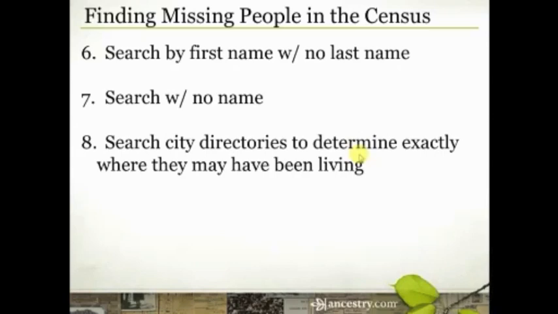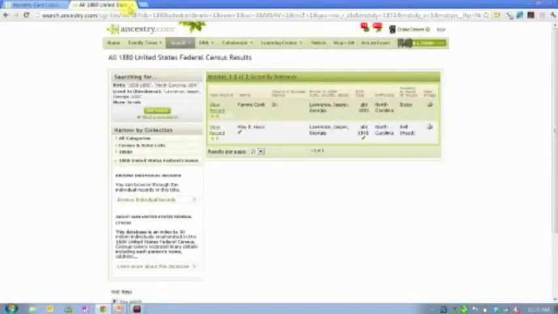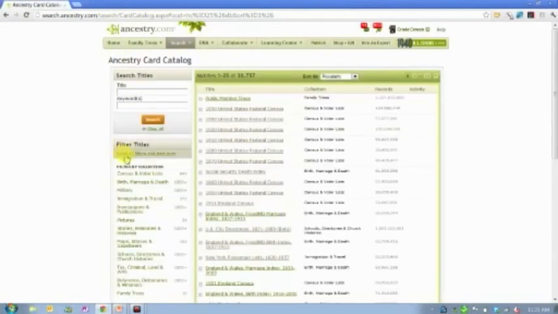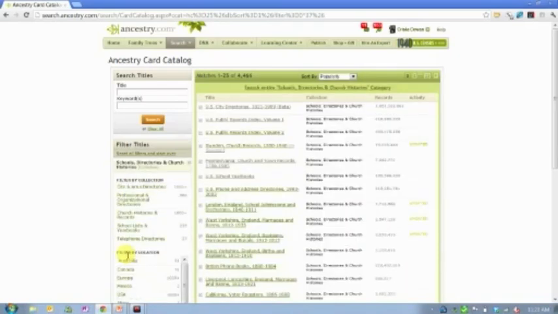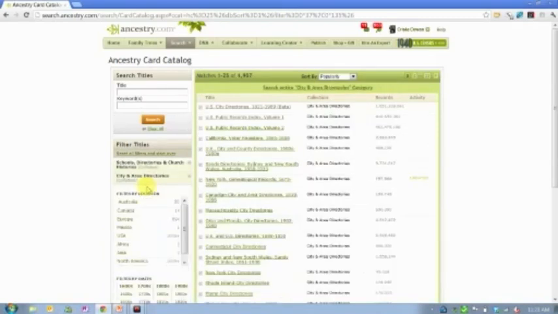The other thing is a tip that we have shared a lot as people were using the 1940 census and getting ready for the 1940 census to come out, and that is to search city directories to determine exactly where they may have been living. Now, Ancestry.com has a huge collection of city directories. You're going to find those in the card catalog. That's going to be the fastest way to find them. It's going to come up here on this first page, because it's one of our more popular databases, but you can find it by filtering just down to city and area directories, and when you do that, it's going to be right here at the top of the list.